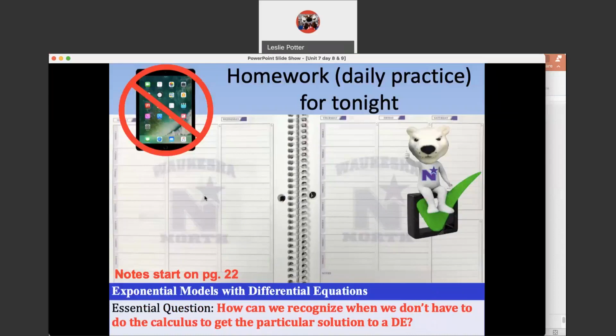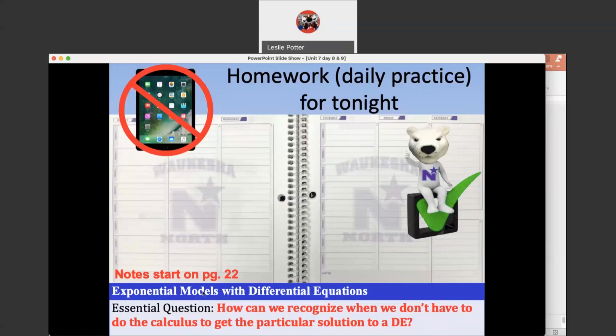These are the notes for Unit 7, Day 8, and they begin on page 22 of your packet. And the focus today is going to be exponential models with differential equations. So this is kind of a unique topic. We've dealt with logarithmic and exponential differential equations in the previous class, but now we're going to deal with a very specific differential equation that is going to lead to an exponential model.